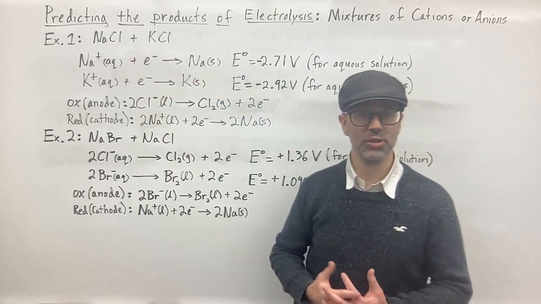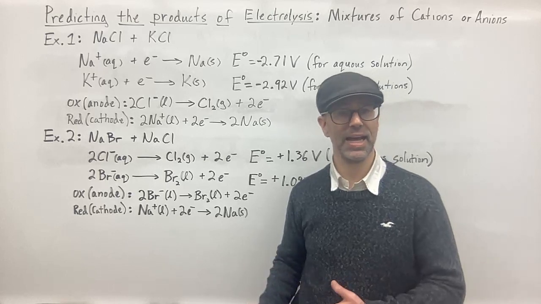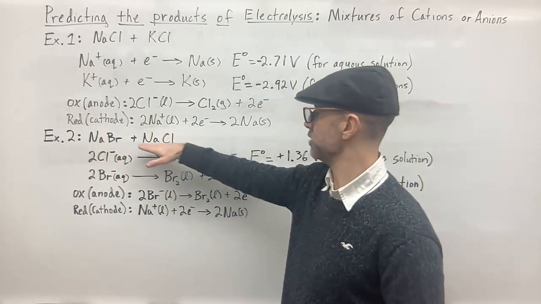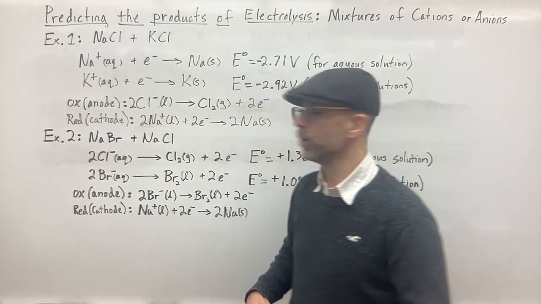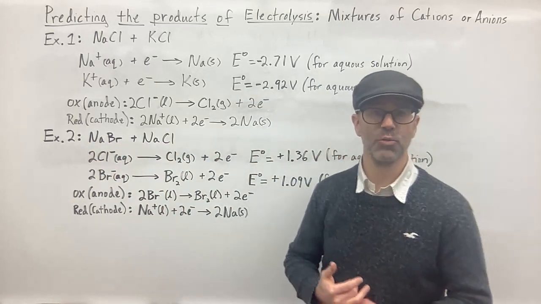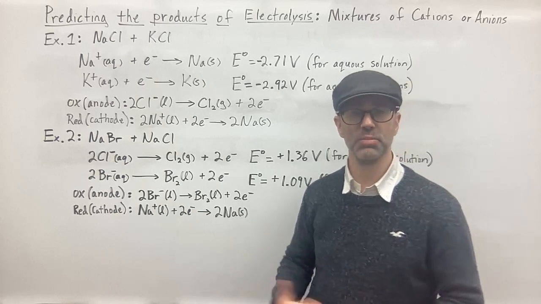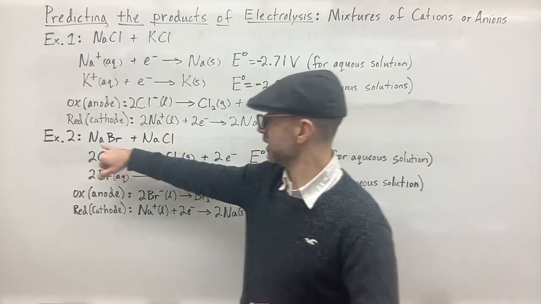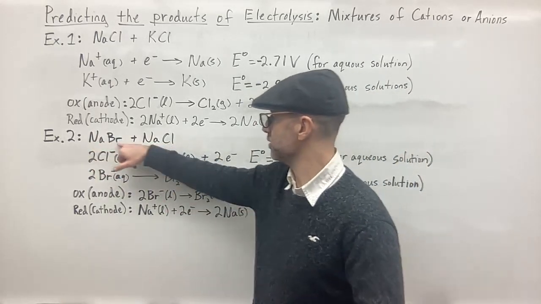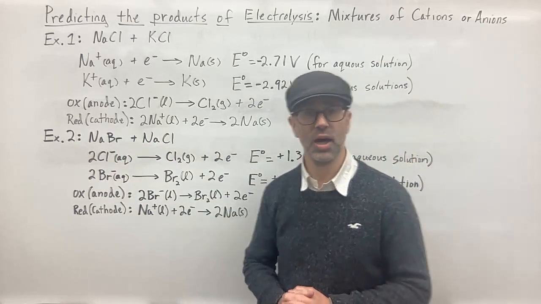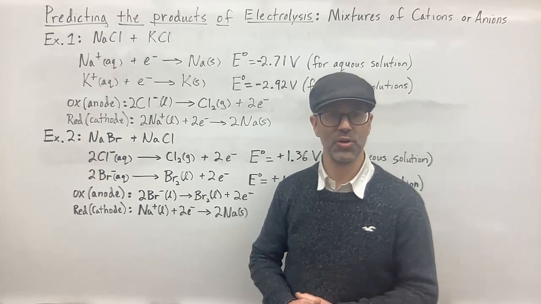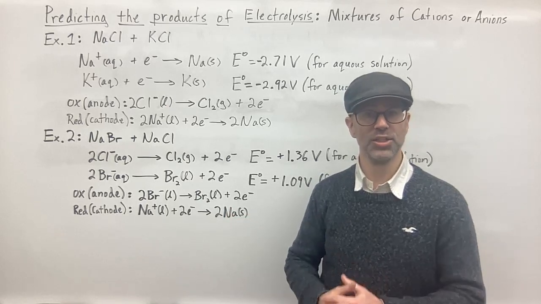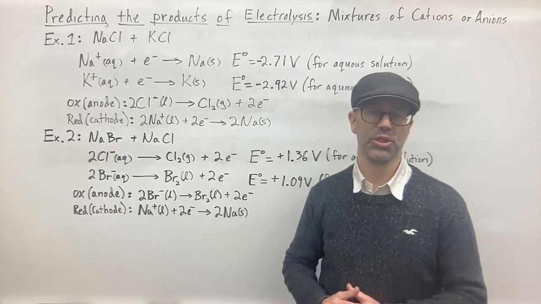What if we have two salts that, instead of having a common anion, have a common cation? That's the second example. Here we have sodium bromide and again sodium chloride. They both have sodium. So here we know what's going to be reduced at the cathode. That's going to be the sodium, since that's the only positive ion that we have. So that's going to be happening at the cathode. But we have two anions, so we have to figure out which one of those is going to undergo oxidation at the anode. Again, we can use the electrode potentials for the reduction half reactions for aqueous solutions to help us with that.